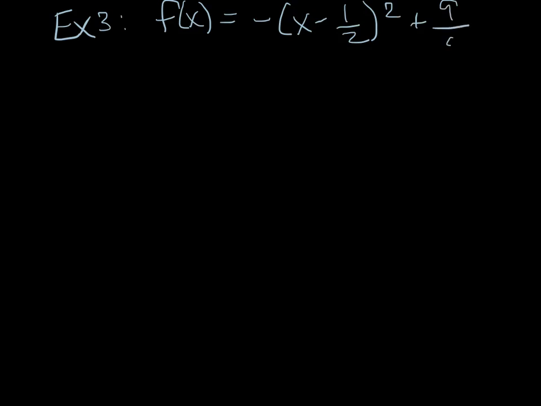Alright, we're going to end with 2 more examples, and it's going to be the easier of the 2 forms. So let's say we had f of x equals negative parentheses x minus 1/2 squared plus 9/4. So remember, in this form, my vertex is going to be h, k. So since this number right here is inside the parentheses, you take the opposite of that. So my h is going to be positive 1/2. The k value you don't change. So you take it as is, and that's going to be 9 over 4.